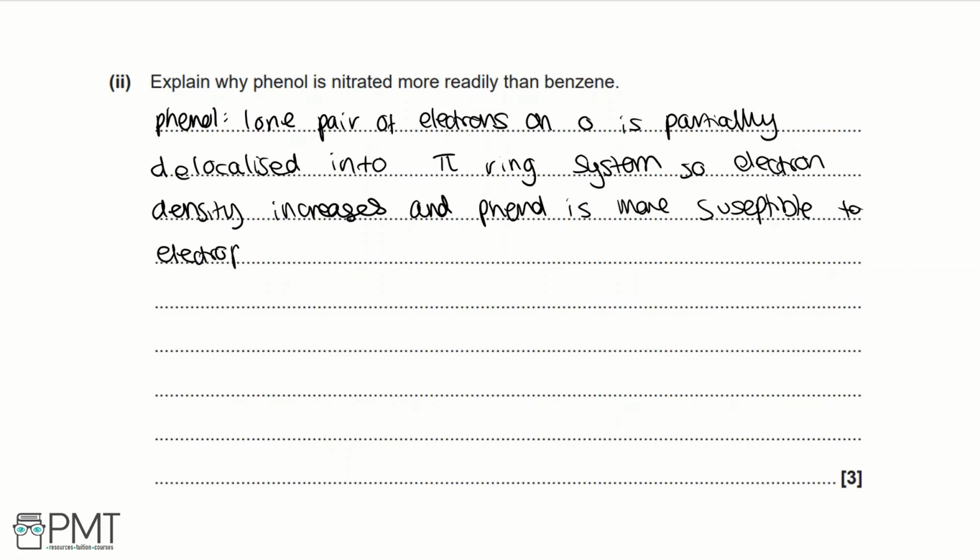So to get the 3 marks for this question, there are 3 points that you need to have said. You get your first mark from saying that phenol has a lone pair of electrons on oxygen, which is partially delocalized into the pi ring system. Your second mark comes from saying that electron density is going to increase. And then your third mark is from saying that phenol is more susceptible to electrophilic attack.